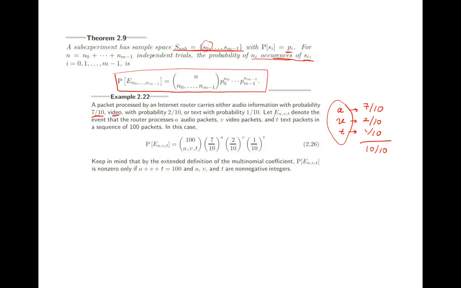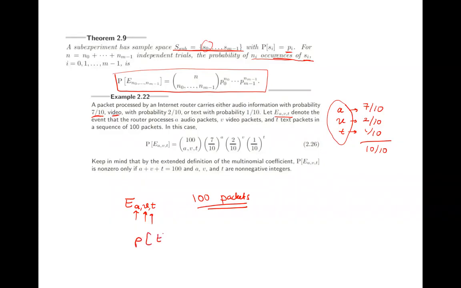Now let's define an event. Let's say E is AVT, so the audio, video, and text: A audio packets, V video packets, and T text packets in a sequence of 100 packets. Okay? What is the probability of AVT?